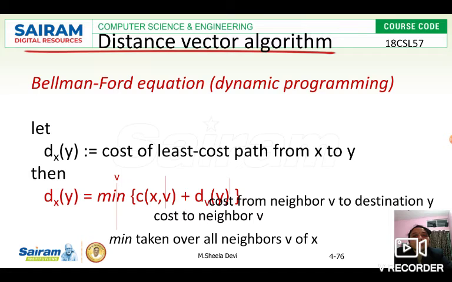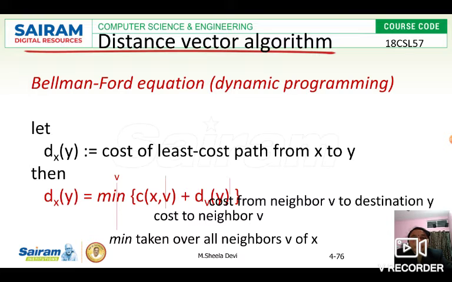So with the help of the routing algorithm called Bellman-Ford, or it can also be called the distance vector routing algorithm, we are going to find the shortest path from one node to other nodes, all the nodes in the network. So let us take this equation, that is dx(y). It is nothing but the distance from x to y, which is the cost of the least cost path from x to y. Then dx(y) is equal to min of cost of (x, v) plus dv(y).